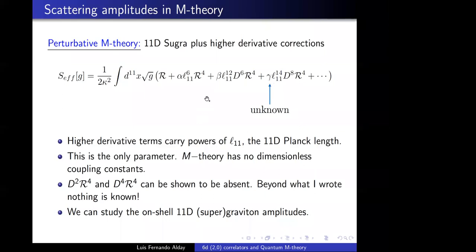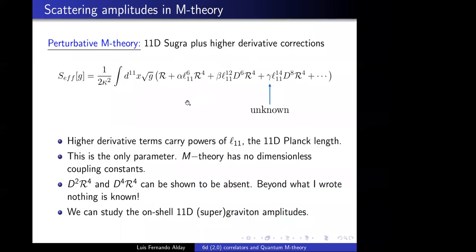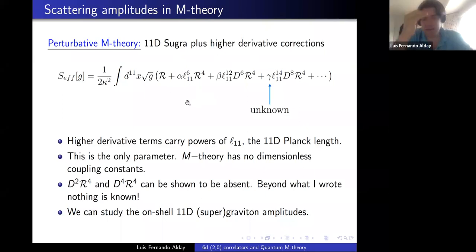So the fact that the D2 R to the 4 and D4 R to the 4 are 0, that follows from supersymmetry? That's absolutely correct. So to fix the first 4, that's absolutely correct. So they are protected by supersymmetry. And so there are two computations. One is whether supersymmetry protects them. And also you can reduce this in one dimension and compare them to results in type 2A string theory, where also these things are protected by supersymmetry.